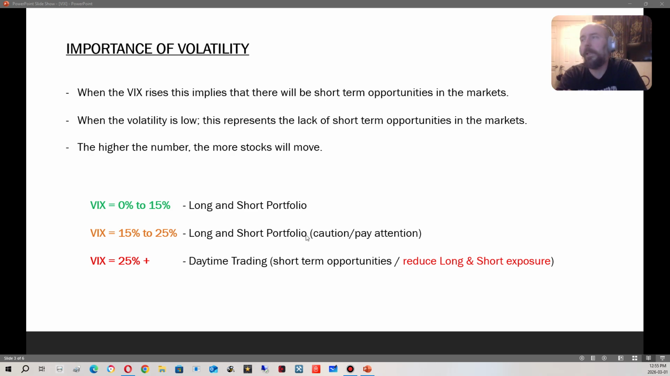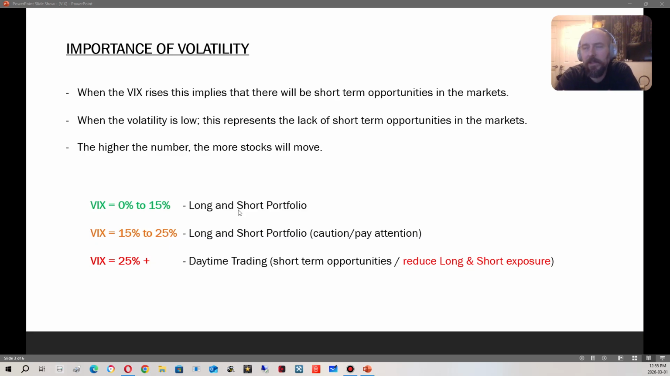We need to keep our eyes open, pay attention to what's going on globally, locally, but what is actually happening that's pushing these things up. And then finally, when the VIX is above 25%, this is opportunities for daytime trading. It's not so good for the long and short portfolio.